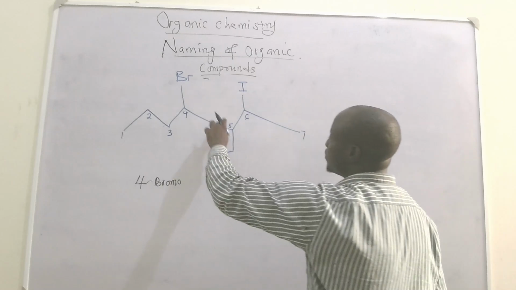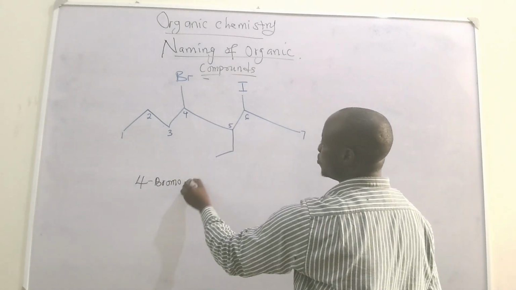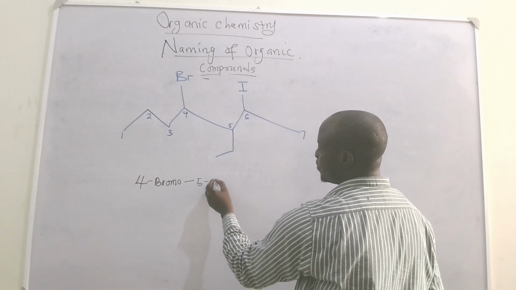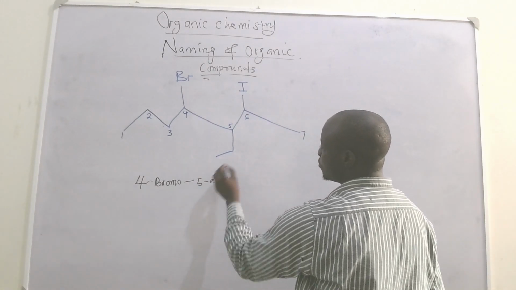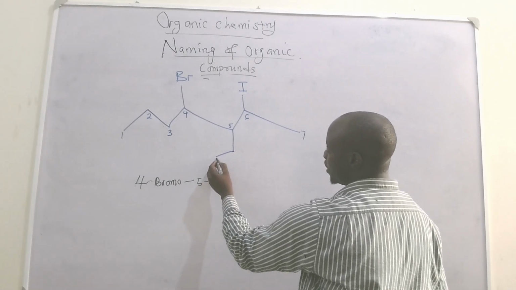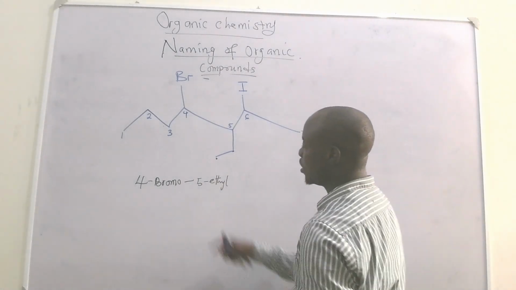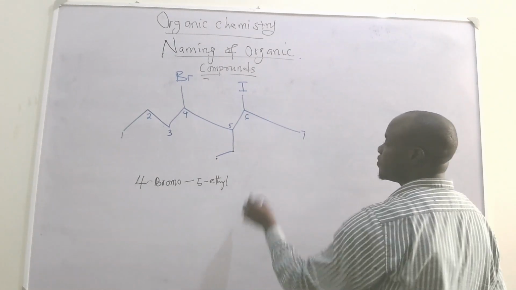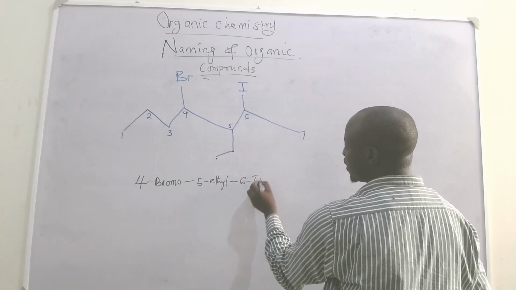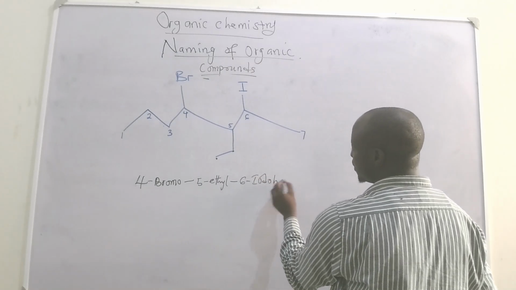And then we have ethyl. So we have 5 ethyl. Of course, this is ethyl, 1, 2, yes, that is why it is ethyl. So we have 4 bromo, 5 ethyl, and then we have 6 iodo, heptane.